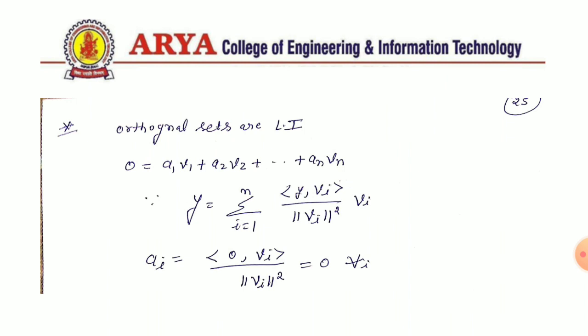Now, orthogonal sets are linearly independent. We know that orthogonal sets are linearly independent. So a1 v1 plus a2 v2 plus up to an vn equals 0. And here earlier we proved that y equals this expression. Now if we put it in this one, then we get ai equals 0 for all i.